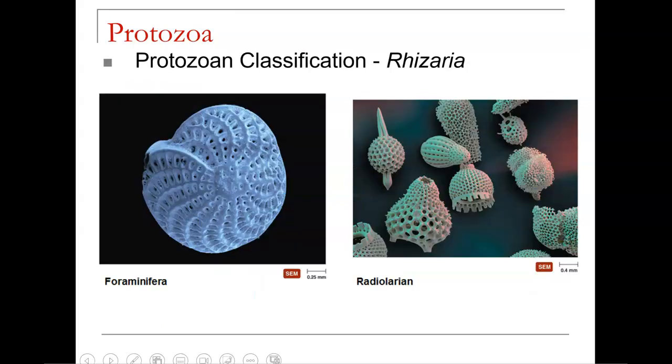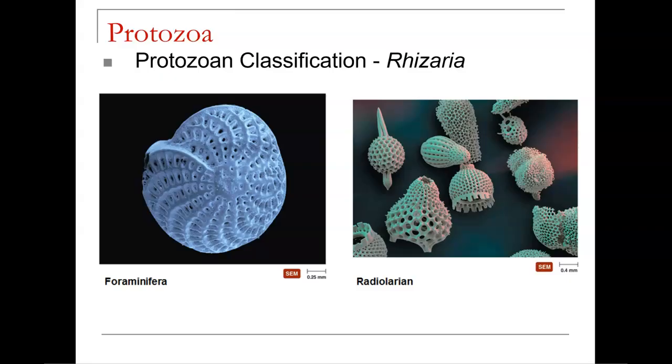Rhizaria is going to be unicellular, and it moves and feeds by means of pseudopodia. So these are going to be movable extensions of their cytoplasm. They also have these little thread-like extensions as well. They reproduce by way of binary fission. So you have a parental cell that's going to divide into two identical daughter cells. The parental cell then disappears with the formation of the offspring.